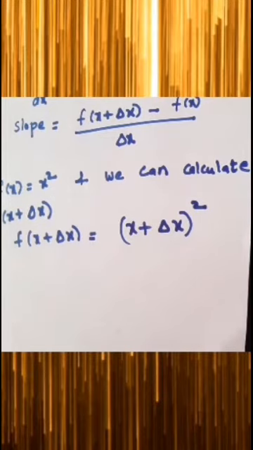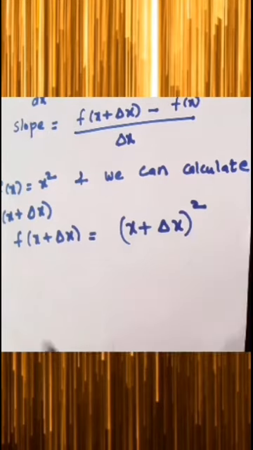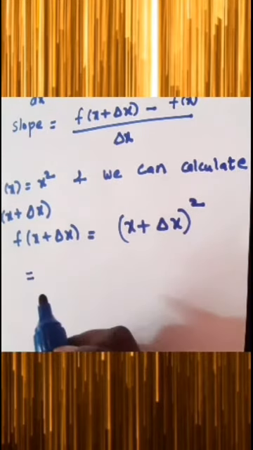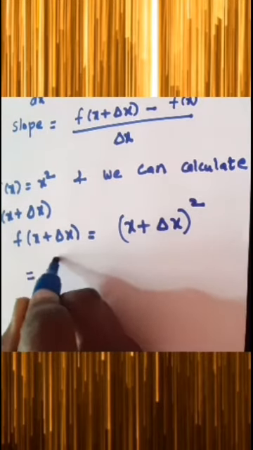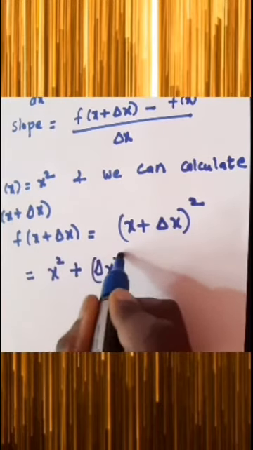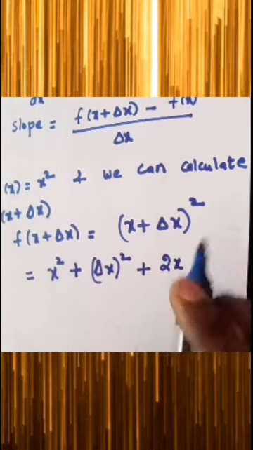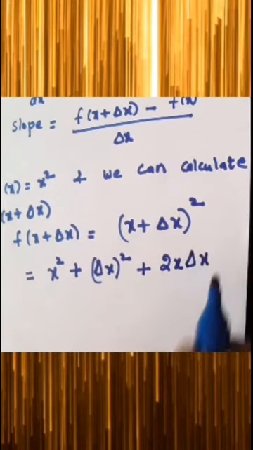Alright, friends. Can we expand x plus delta x the whole square using a plus b the whole square? What is a plus b the whole square? A square plus b square, which is delta x the whole square, plus 2 into ab. What is b? Delta x.